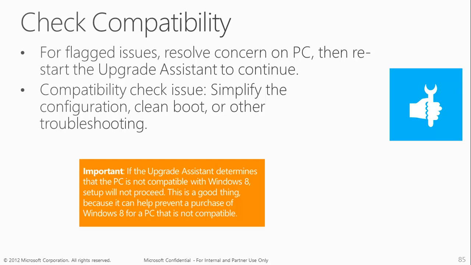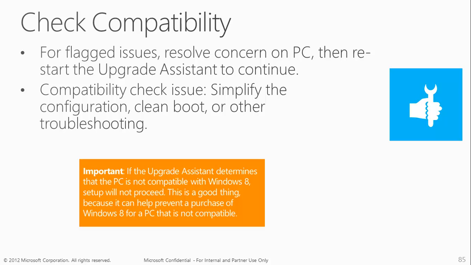So issues related to check compatibility. If you encounter an issue during the initial compatibility check, there's a couple of actions that you can look at. If there's a compatibility issue flagged in the report, web setup can simply be closed and the action taken on the PC to resolve the concern. Then just restart the upgrade assistant to continue.